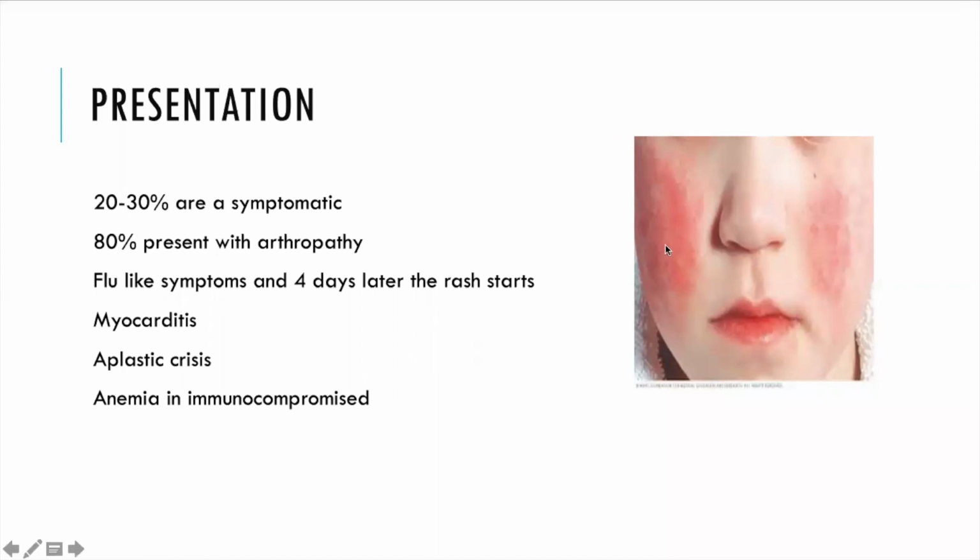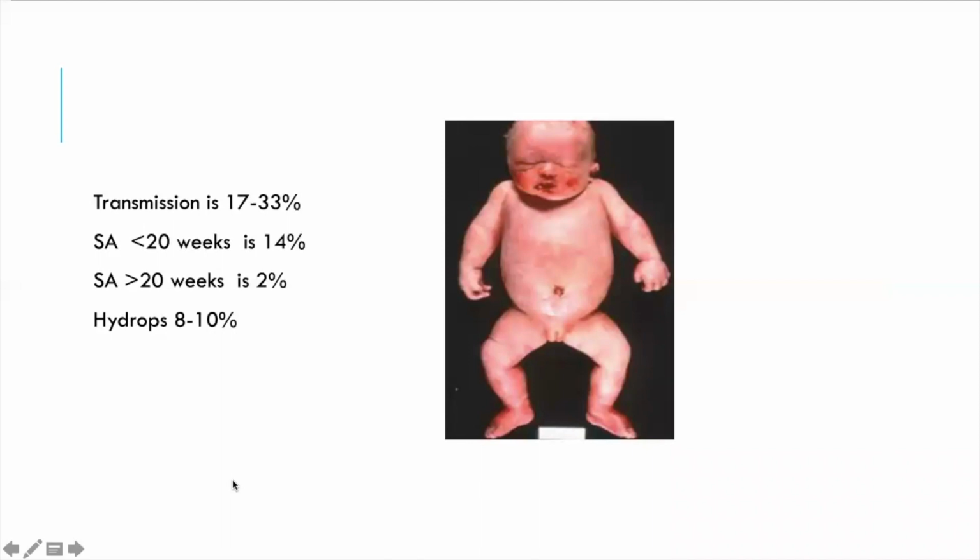Parvovirus is the slapped cheek disease. You see how the baby's cheeks are red like they've been slapped. Of course, it can cause hydrops. The result will be in the intrauterine period. The transmission is 17 to 33%. It can cause spontaneous abortion if less than 20 weeks, the rate is 14%, or after 20 weeks it's about 2%. Hydrops of course is from 8 to 10%.